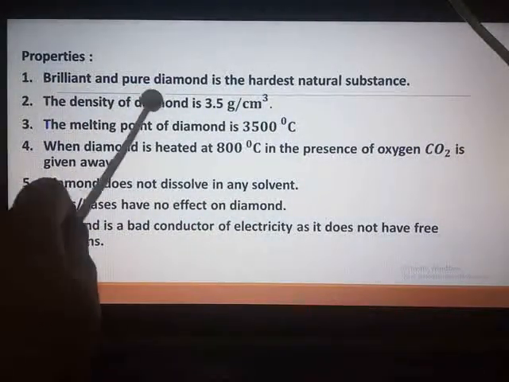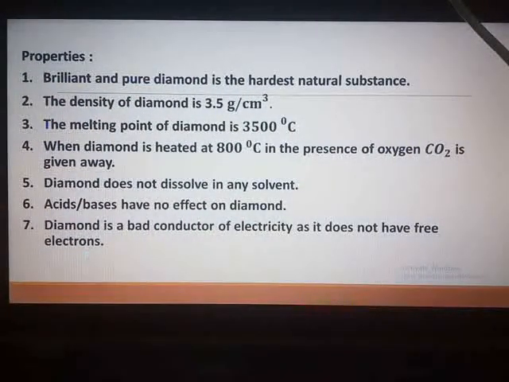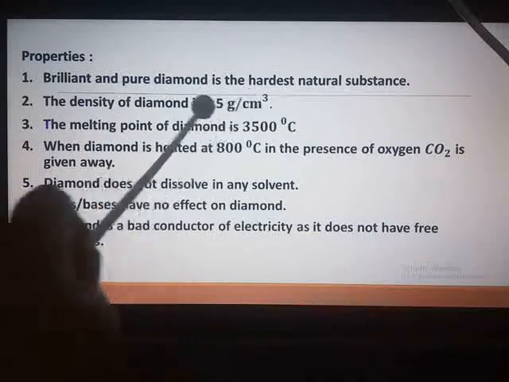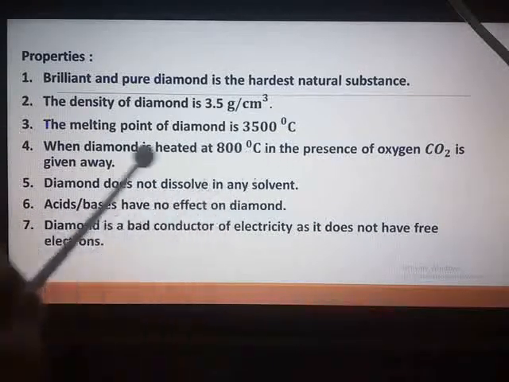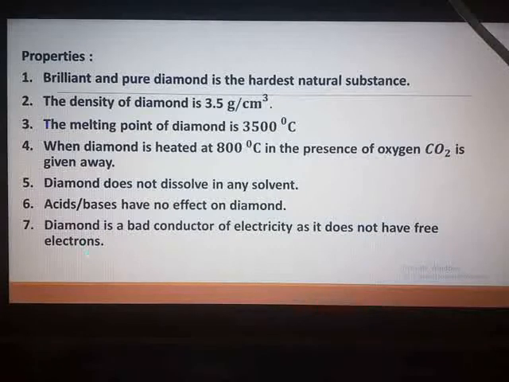Brilliant and pure diamond is the hardest natural substance, having a density of about 3.5 grams per centimeter cube. The melting point of diamond is 3500 degrees Celsius. When diamond is heated at 800 degrees Celsius in the presence of oxygen, only carbon dioxide is given out as the product. No other product is formed.